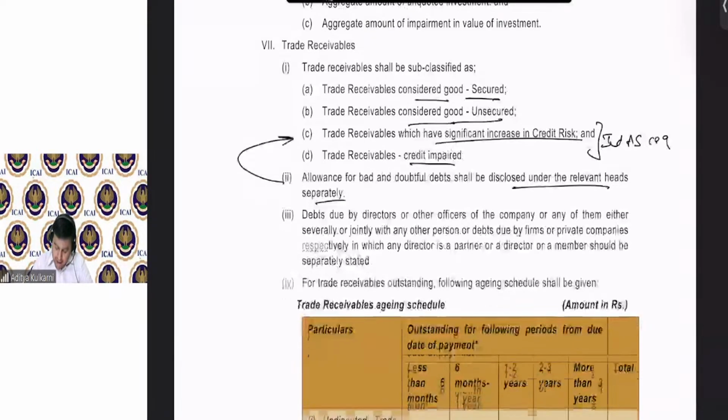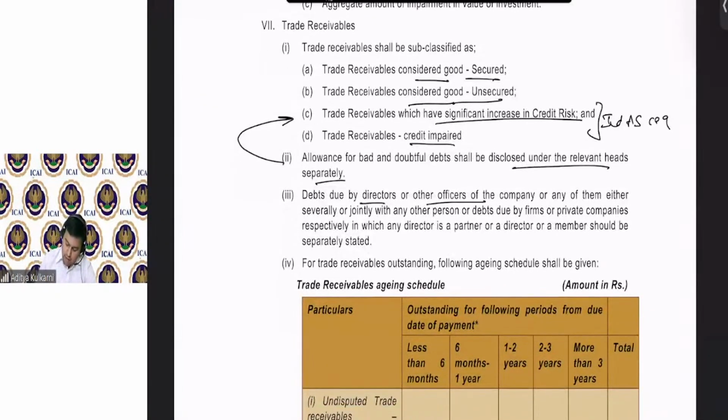Debts due by directors or other officers of the company or any of them severally or jointly with any other person, or by firms or private companies where a director is a partner or a director or a member, should be separately stated. So basically dues from directors, his company, his firms, where he's a director or a partner or a member, etc., you just disclose it separately.